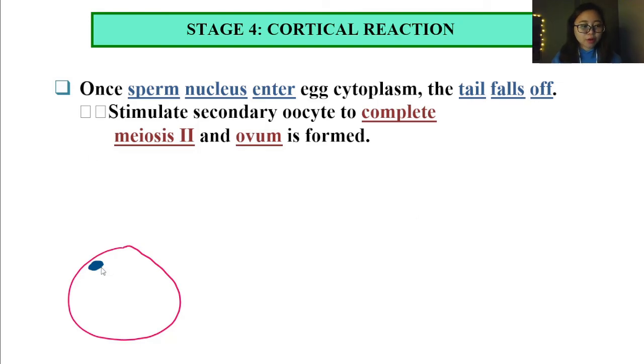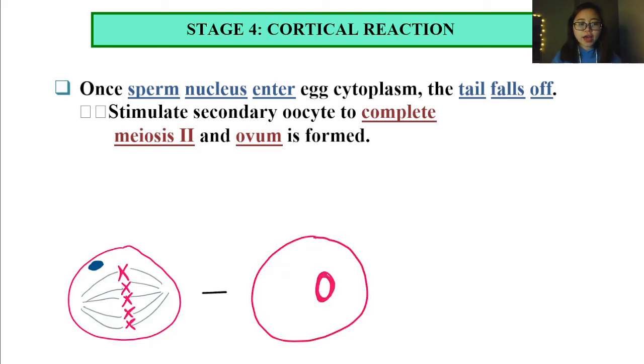Let's look at the diagram below. The blue is the nucleus of the sperm. Remember, your secondary oocyte, during ovulation and everything, is still in meiosis 2. More specifically, it is at metaphase 2. So when the sperm's nucleus enters, it's still in metaphase 2, but it will immediately complete meiosis 2 and form an ovum.